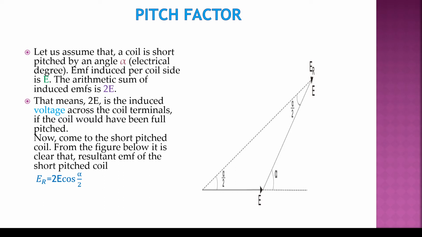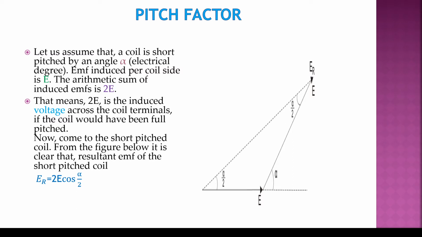So now let us assume that a coil is short pitched by an angle alpha electrical degrees, and the EMF induced per coil side, let us denote it by E. So the arithmetic sum of EMF induced will be 2E. Okay. Per coil side, the EMF induced is E. So for two coil sides, it will be equal to 2E. So the arithmetic sum of these two EMFs will be 2E. So 2E is the EMF induced across the coil terminals if the coil would have been full pitched.